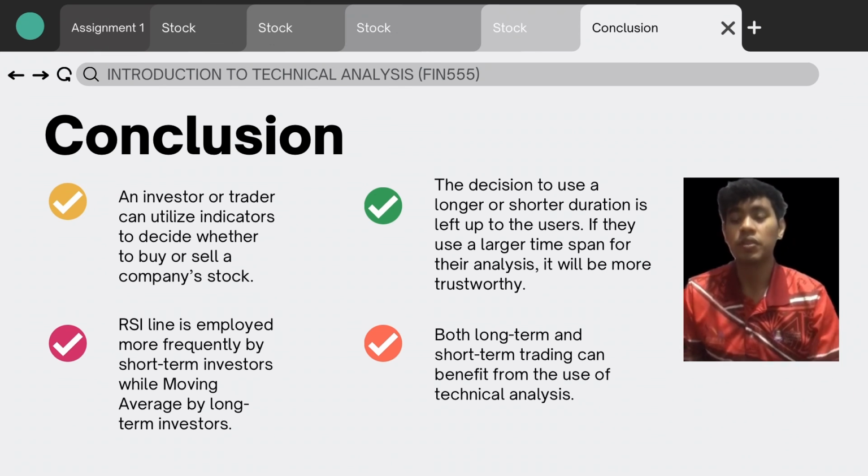If traders and investors apply technical analysis, they will feel more confident about buying a stock. Finally, both long-term and short-term trading can benefit from the use of technical analysis. The decision to use a longer or shorter duration is left up to the users. If they use a larger time span for their analysis, it will be more trustworthy.